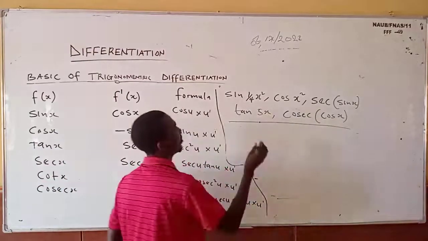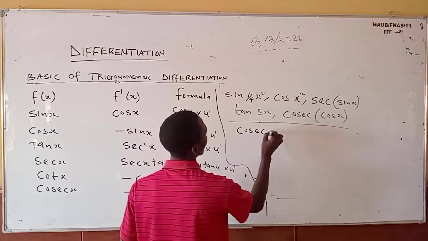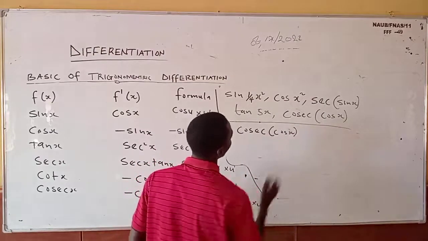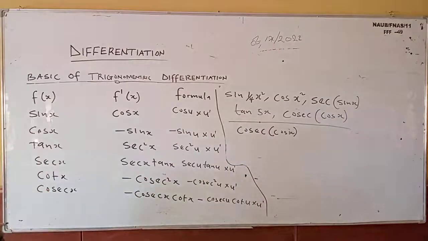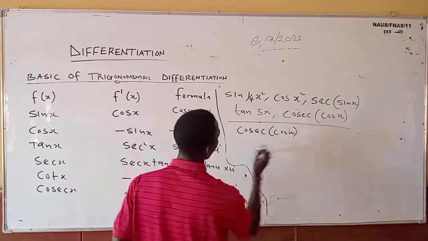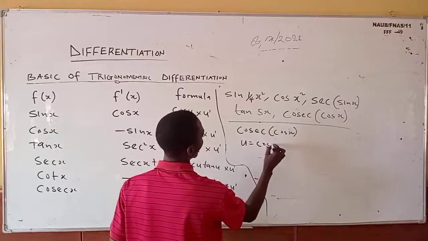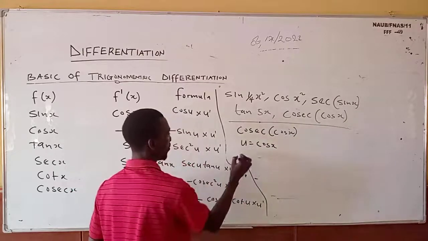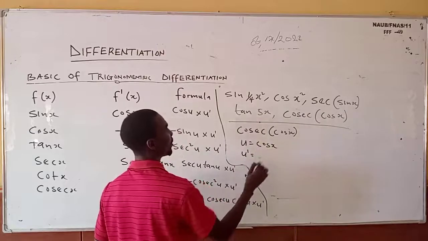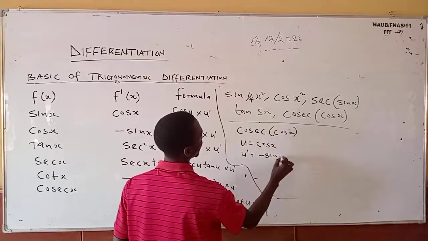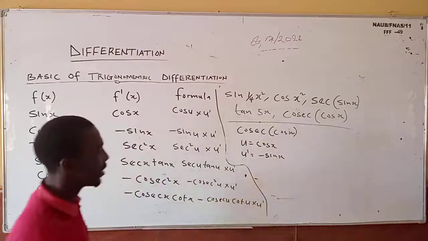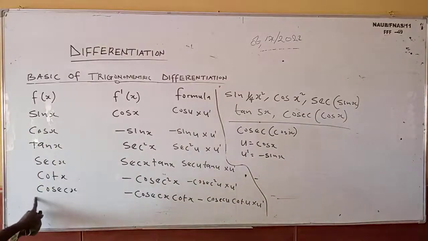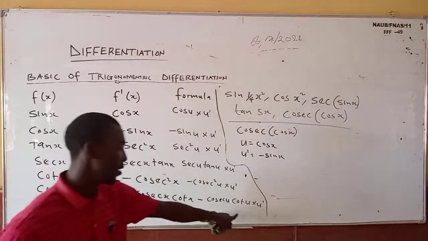So now the next one is cosec of cos s. Now your u is equal to cos s. Then what will be your u prime? If you differentiate cos s, I'm going to have minus sine s. So go to your cosec table. This one is cosec. Then this is my formula, right?